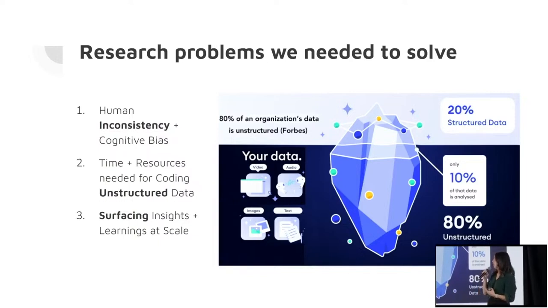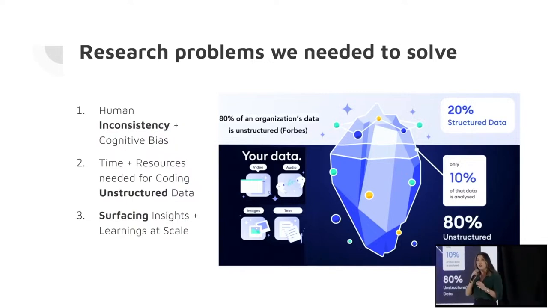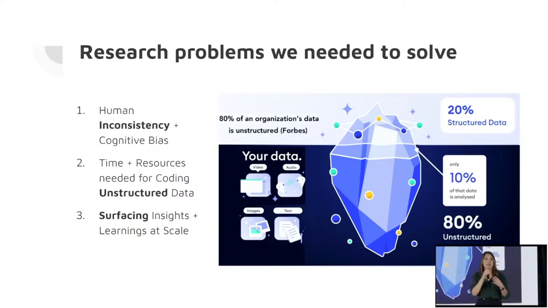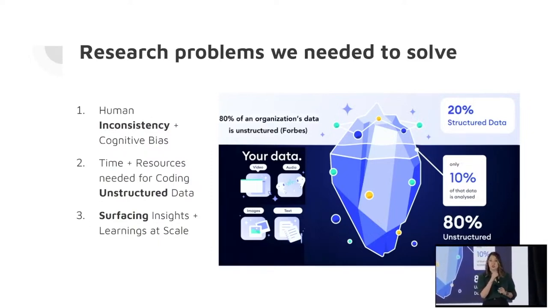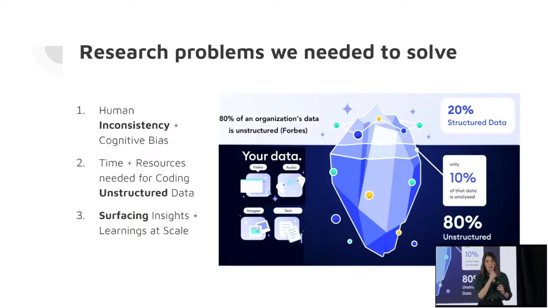Time and resources needed for coding unstructured data. So in this graphic here, 80% of an organization's data is unstructured, but only 10% of that data gets analyzed. This really allows for us to unlock the potential and the insights buried deep in that data that's not analyzed. And this does it in a way that's much faster and more efficient than what humans could possibly do.